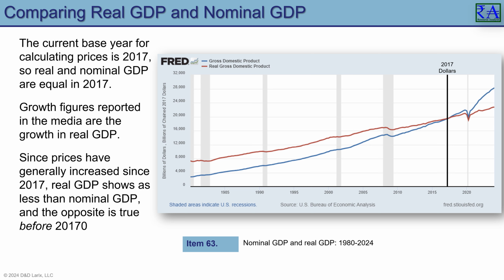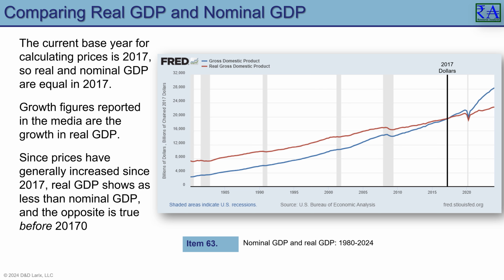In the base year, real GDP and nominal GDP are the same. After the base year, prices generally rise due to inflation, making nominal GDP higher than real GDP. Before the base year, the opposite is true. Nominal GDP is less than real GDP because prices were lower.